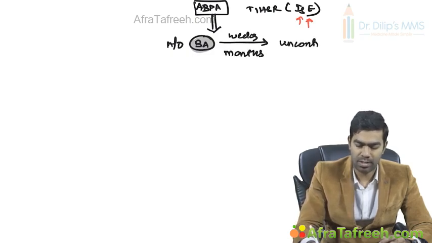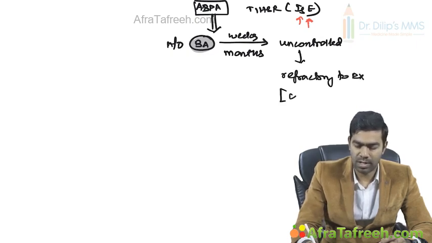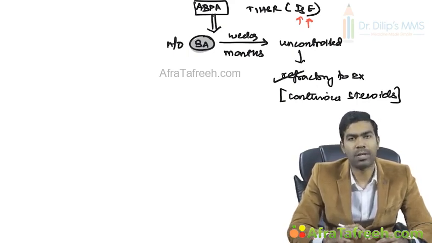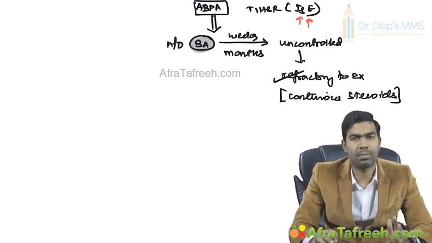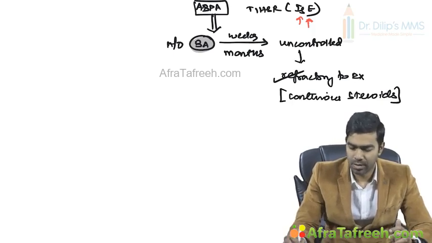The asthma gets uncontrolled and becomes refractory to treatment, which means they need continuous steroids, continuous oral steroids. Not I'm talking about inhalation steroids, which is a very easy thing to do in bronchial asthma, but they need a continuous oral or parenteral steroids. So they become refractory to treatment. So this will be the background in your exam for sure. This is the clinical scenario you'll be getting.